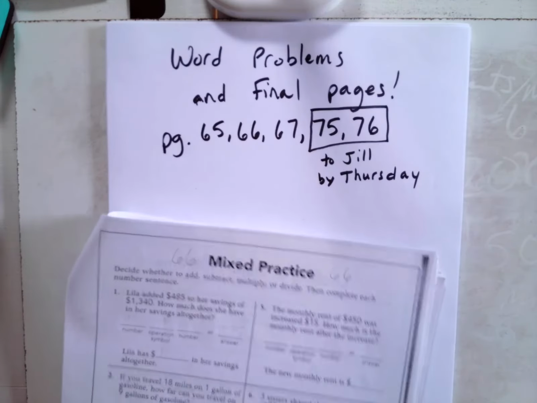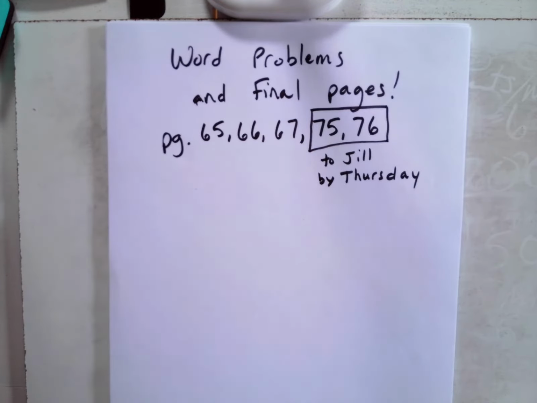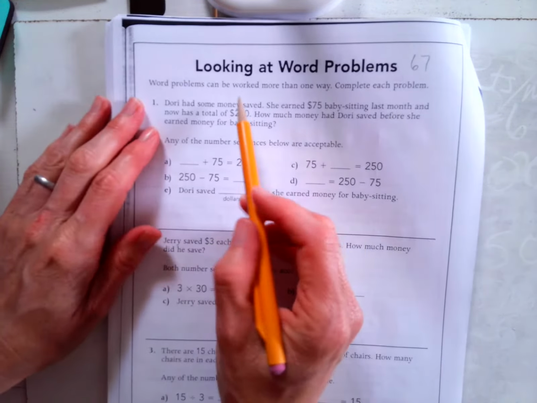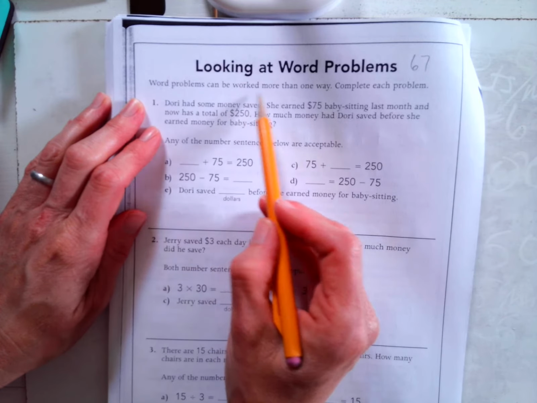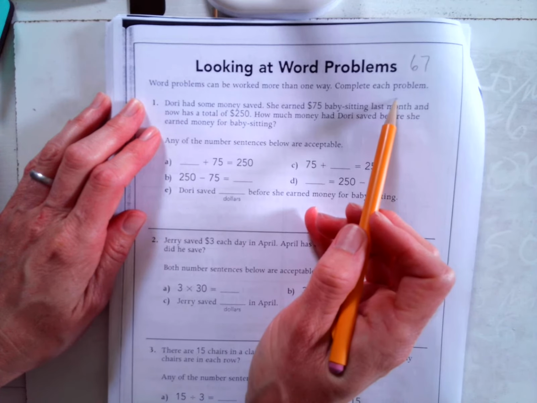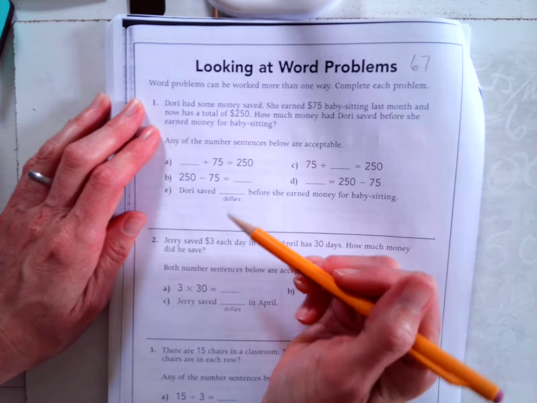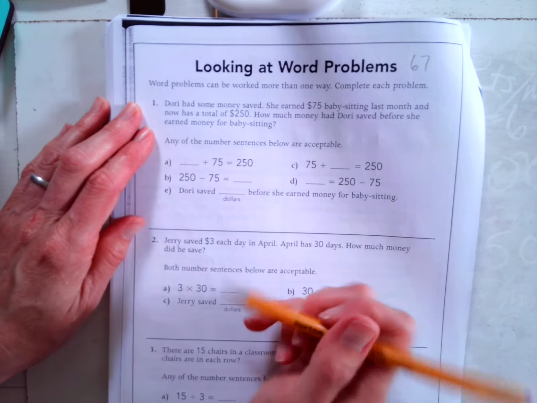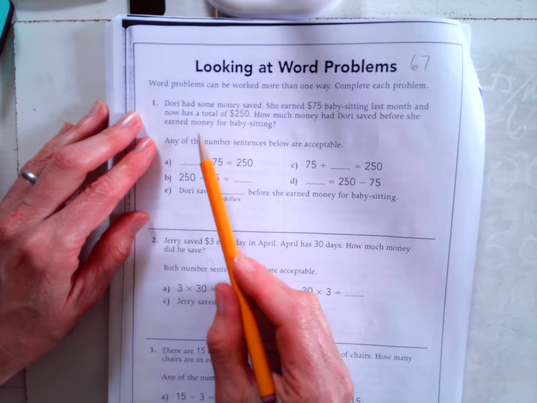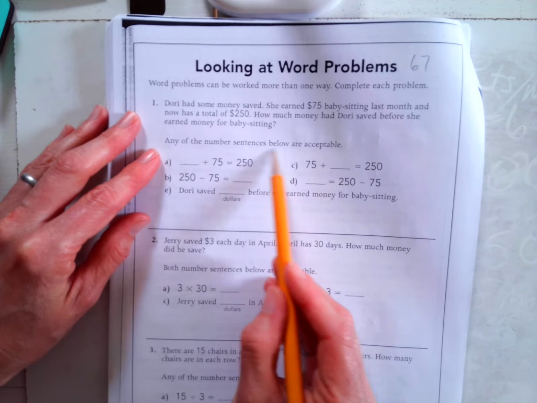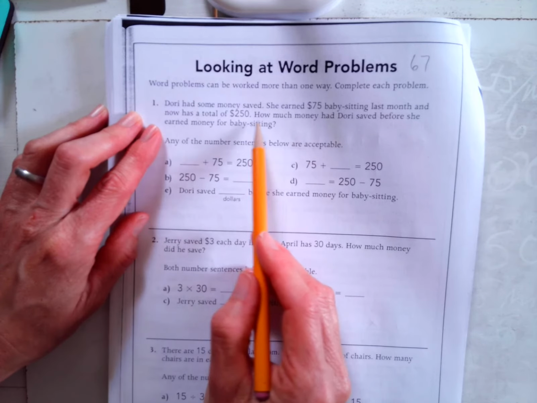And 67 is a little different. We've never seen anything like 67 before, but I really like it. Looking at word problems can be worked in more than one way. Complete each problem. So you've probably noticed this, that sometimes you think of a problem as addition, but it shows multiplication or something like that. So that's what they're doing here. They're saying any of these number sentences below are acceptable for this problem.